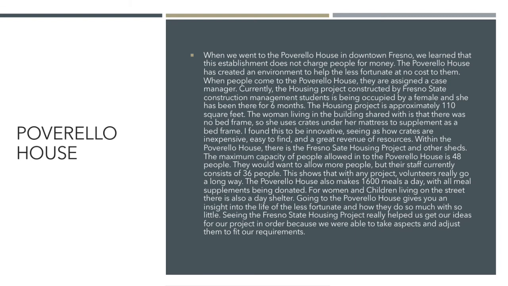Within the Poverello House, there is a Fresno State housing project and other shelters. The maximum capacity of people allowed into the Poverello House is 48 people. They would want to allow more people, but their staff currently consists of 36 people. This shows that within any project, volunteering really goes a long way. The Poverello House also makes 1,600 meals a day, with all meal supplements being donated for women and children living on the street.